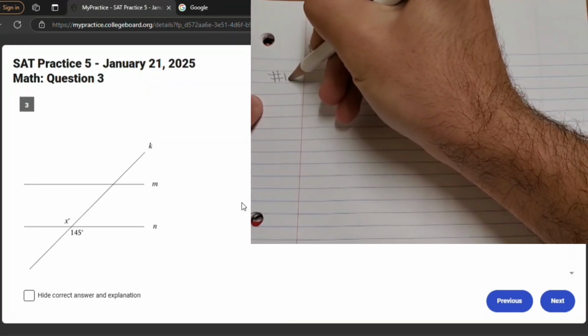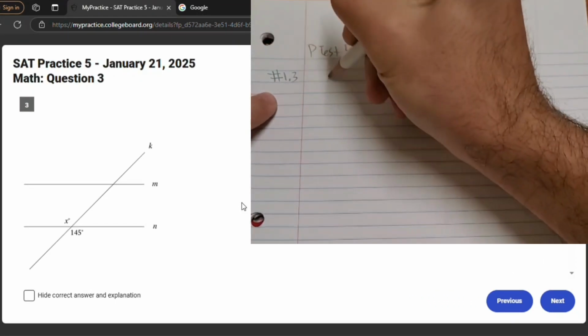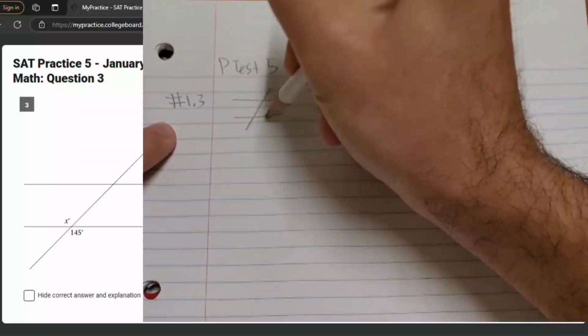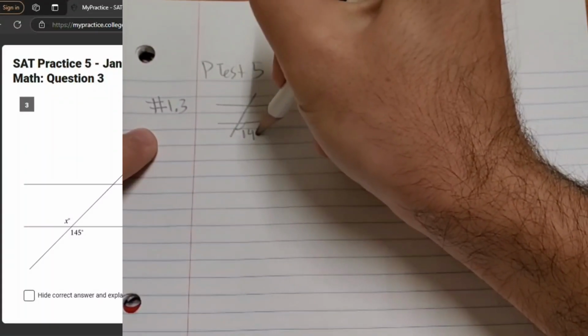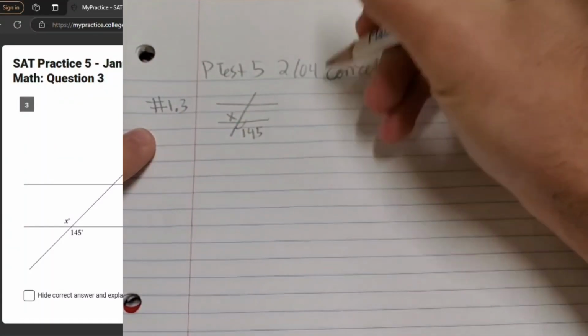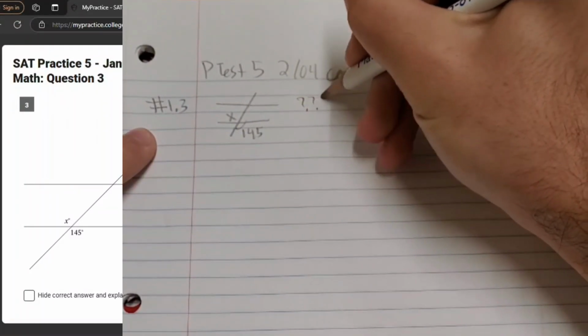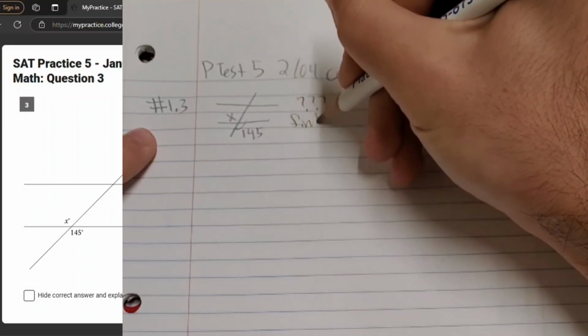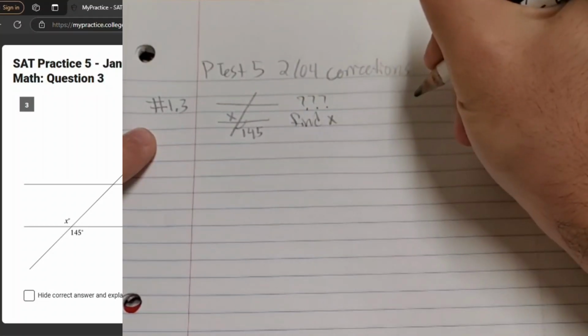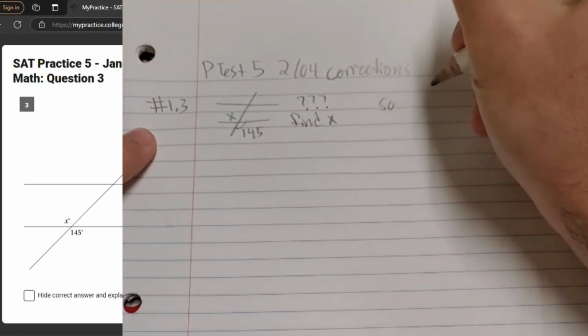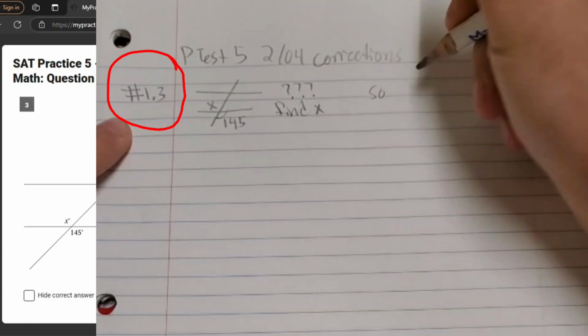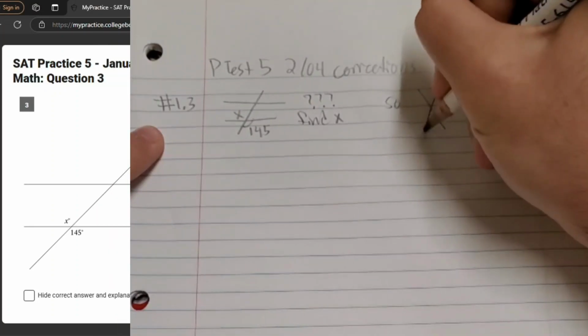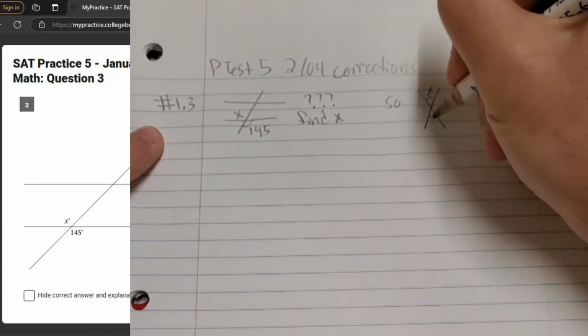And don't forget, this is a free resource, and it's made by College Board, the same people who make the SAT. As you see, I've gone through the practice test. I'm on question number 3. In my SAT dedicated notebook, I headlined the page with the proper test that I'm on and the date, and I also numbered the question 1.3, 1 being the math section and 3 being the actual question.